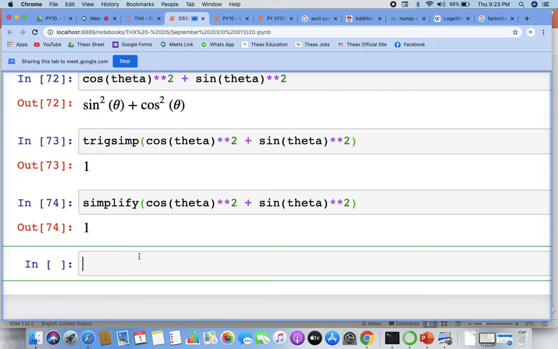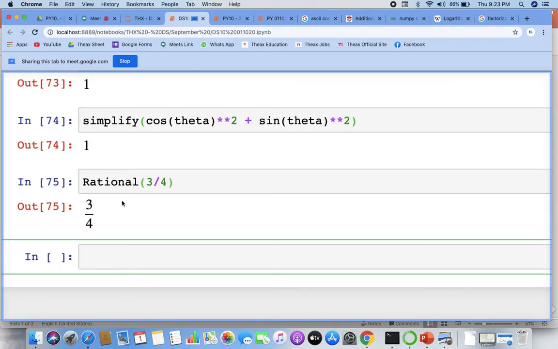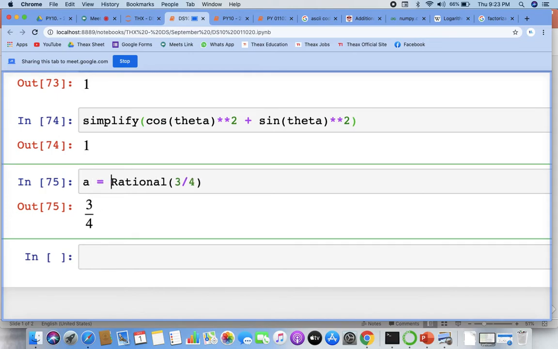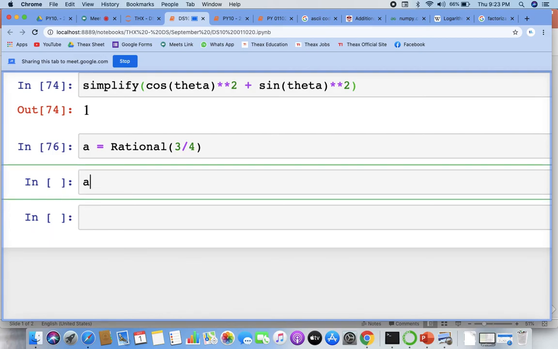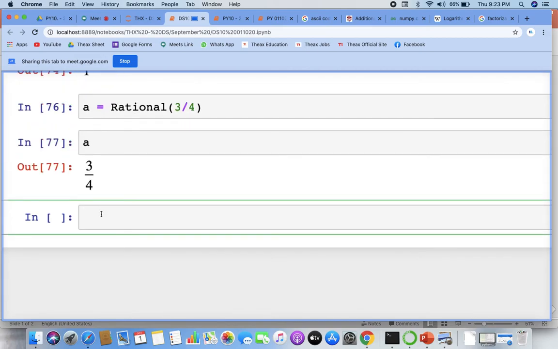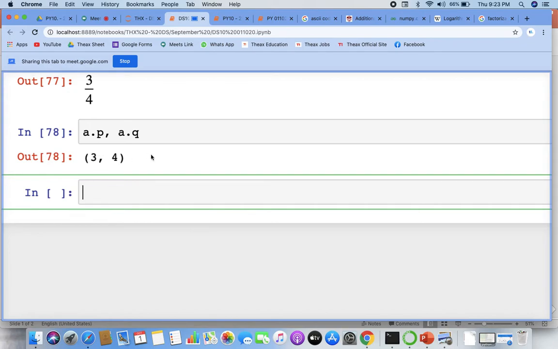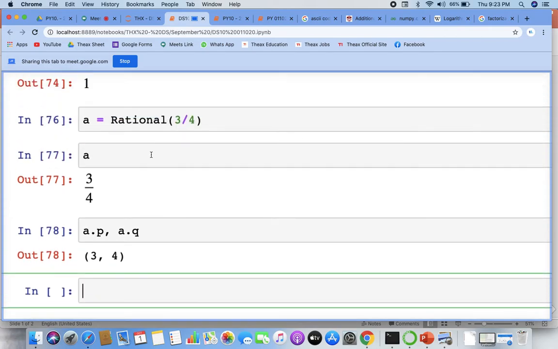Now, what is 1 by 2? What is a rational number? A number in the form of P by Q. So if I say A equals this, what is the P and what is the Q? P is 3 and Q is 4. This is A dot P, A dot Q, variable dot P, variable dot Q. That's the process to write these things. Now you can make a rational.